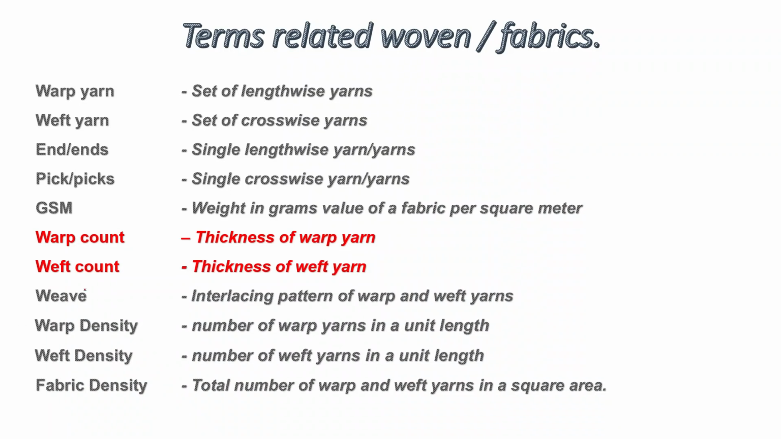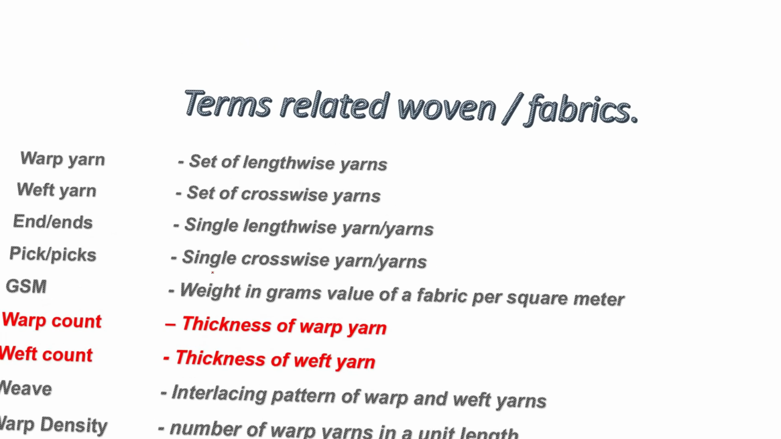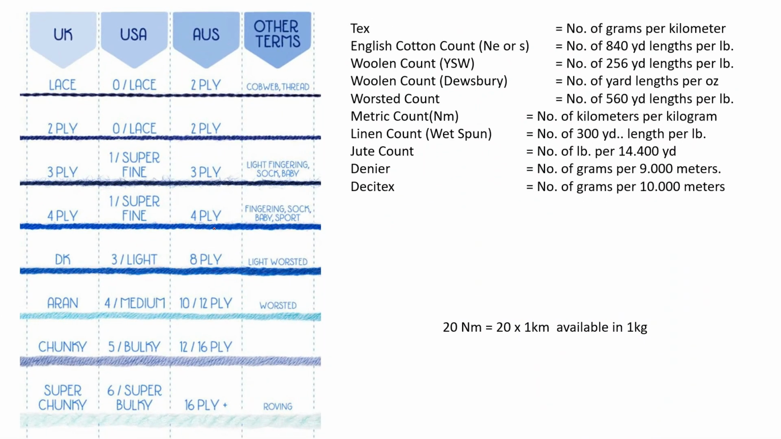The warp count and weft count are similar to yarn count. Warp count means the thickness of the warp yarn. Weft count means the thickness of the weft yarn. Normally in this image you can see the yarn counts; the thickness of the yarns is higher from top to bottom.